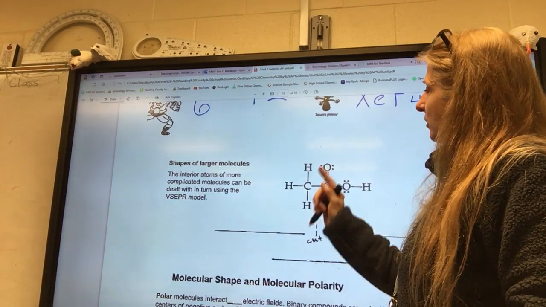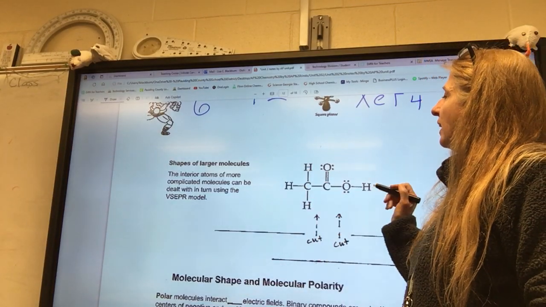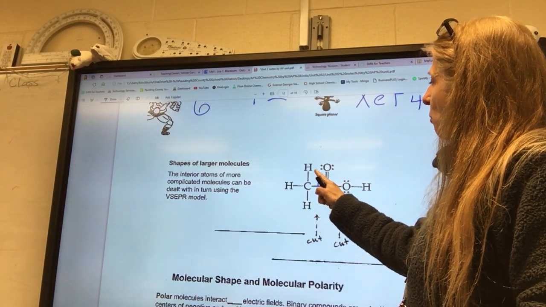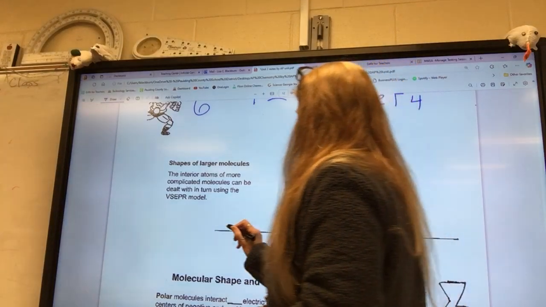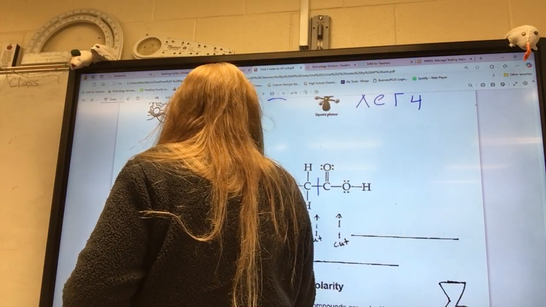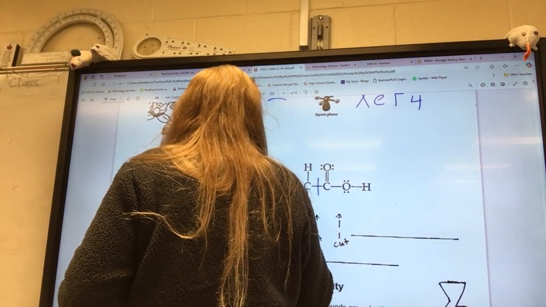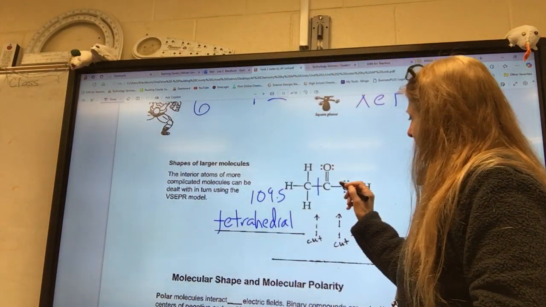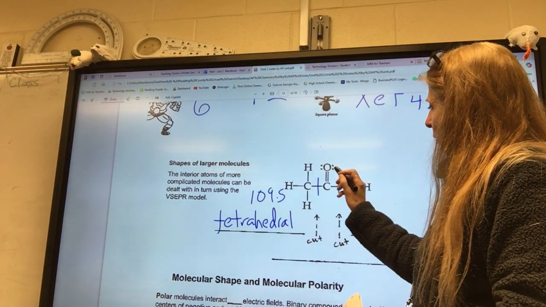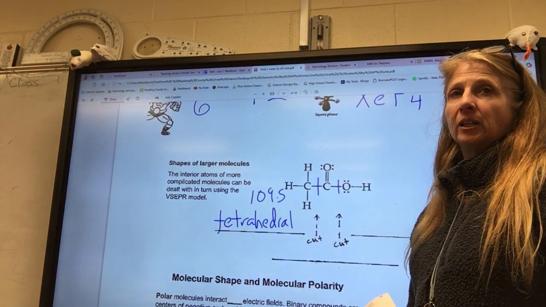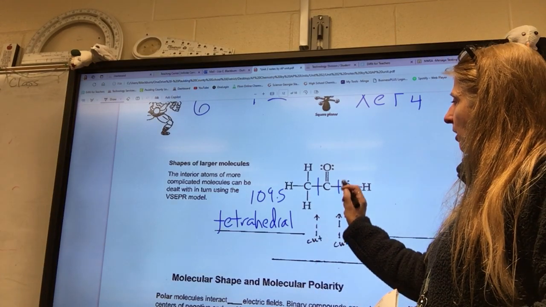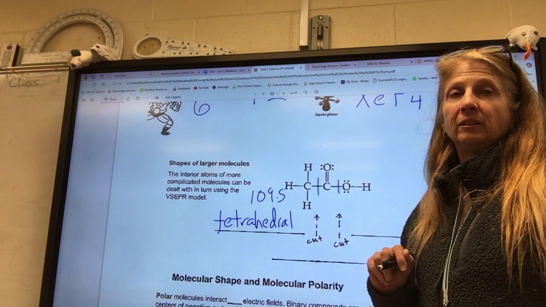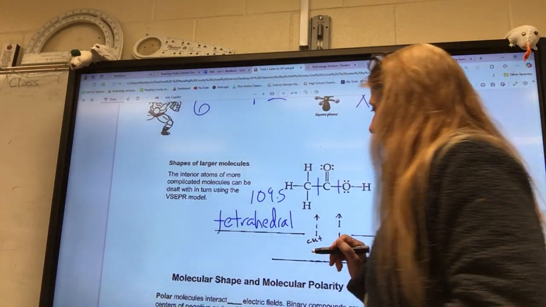Okay, so what about if you have a larger molecule? What you do is you cut it up and you look at the parts. So if we cut right here, this is carbon with 4 domains, so that would be tetrahedral, right? Okay, and those would be 109.5. If we cut it here, there are 3 domains, so what would that be? 3 domains, they're all bonds around that carbon. What would it be? Starts with a T. Looks like Mercedes-Benz. Trigonal planar.